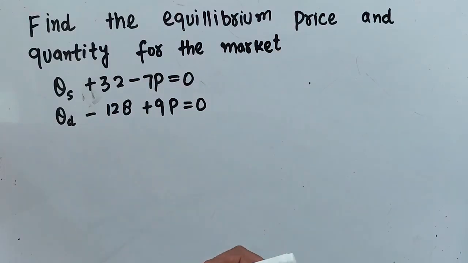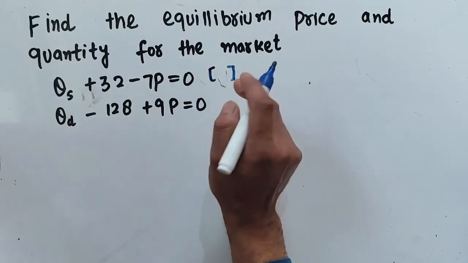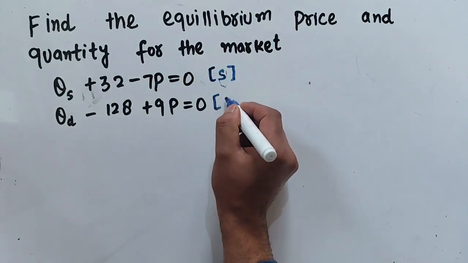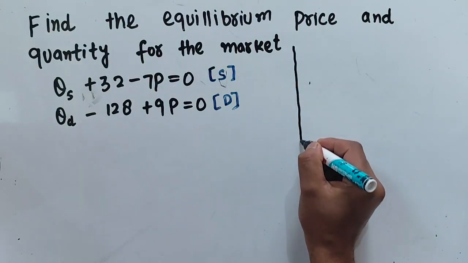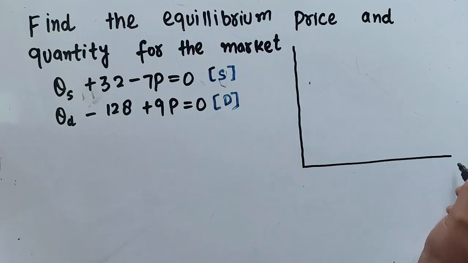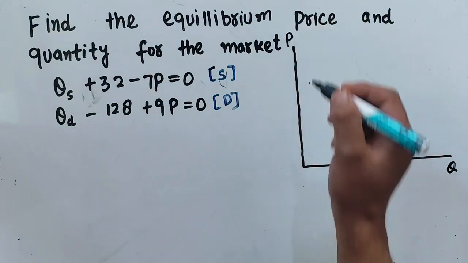Okay, so we have the demand function here. This is our supply function, and this is the demand function. Okay, so let us first try to draw the graph. Graph will look like this. We have quantity demanded or supplied on the horizontal axis, price on the vertical axis.